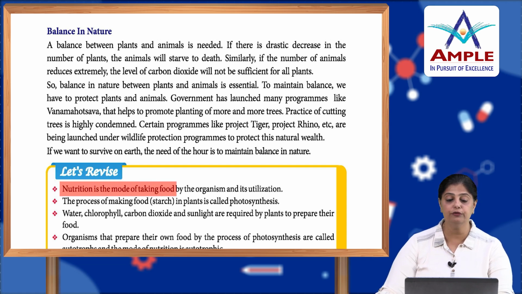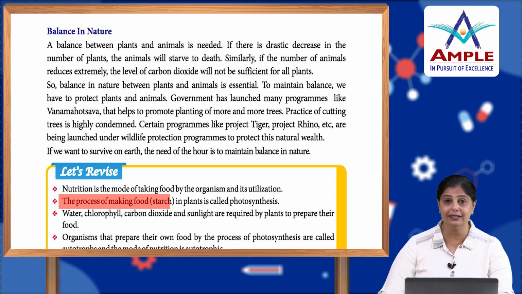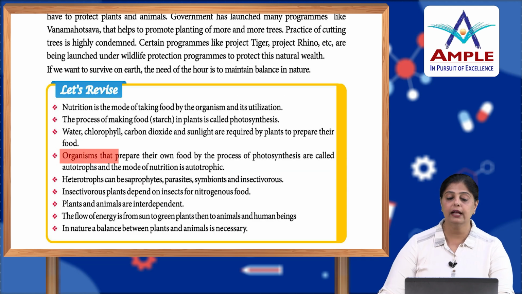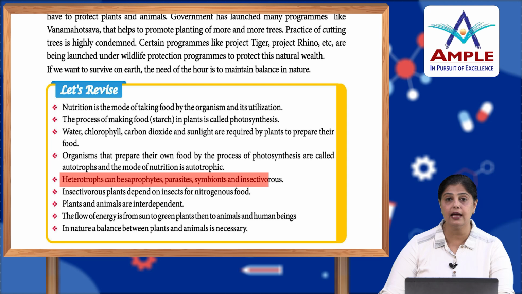Nutrition is the mode of taking food by the organism and its utilization. The process of making food, that is starch in plants, is called photosynthesis. Water, chlorophyll, carbon dioxide and sunlight are required by the plants to prepare their food. Organisms that prepare their own food by the process of photosynthesis are called autotrophs, and the mode of nutrition is autotrophic. Heterotrophs can be saprophytes, parasites, symbionts and insectivorous. Insectivorous plants depend on insects for nitrogenous food.